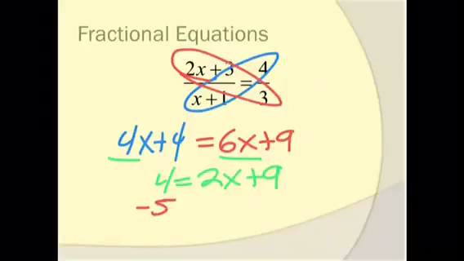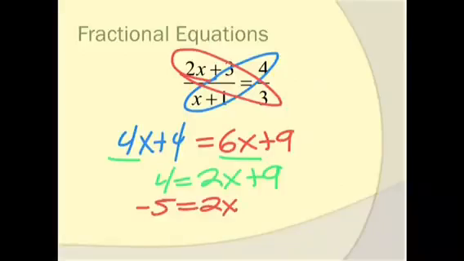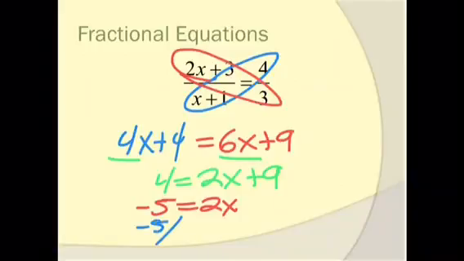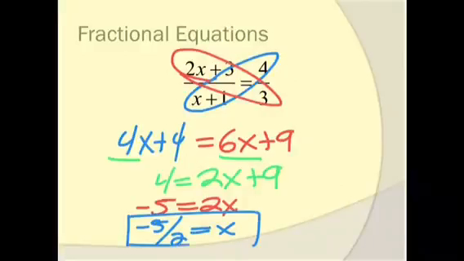If I subtract 9, then I get negative 5 is equal to 2x. And then last but not least, divide both sides by 2, which gives me negative 5 over 2 is equal to x, and that is my final answer.